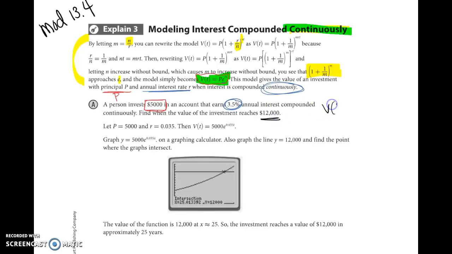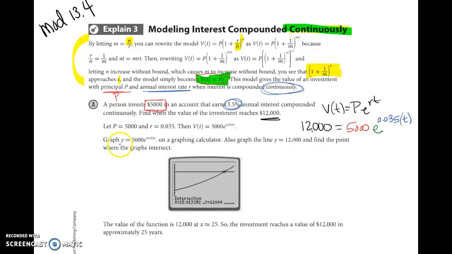So if I have V of t equals P-E-R-T, I'm going to take these values and plug them in. So when will the total equal 12,000? P is 5,000. E, and then our rate is 0.035, and we're trying to find T.